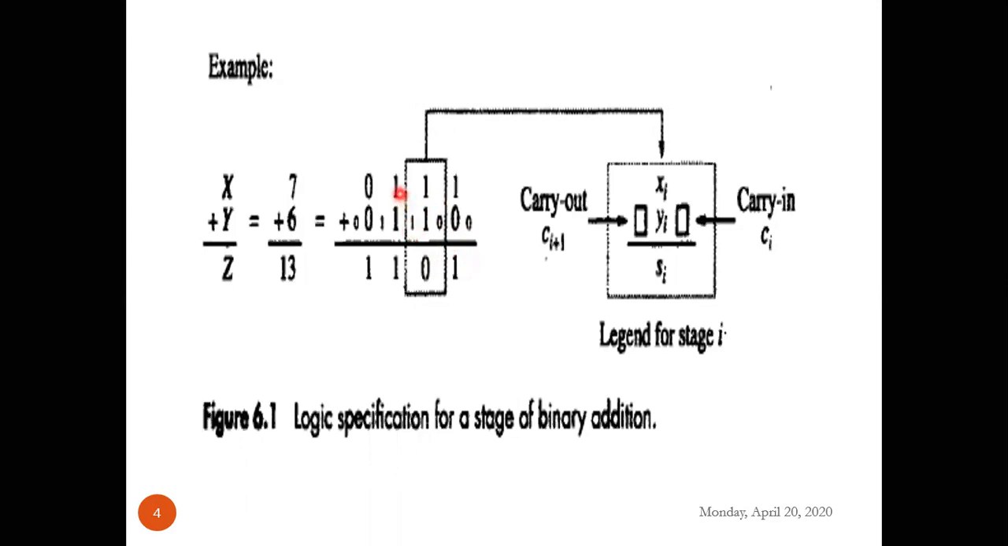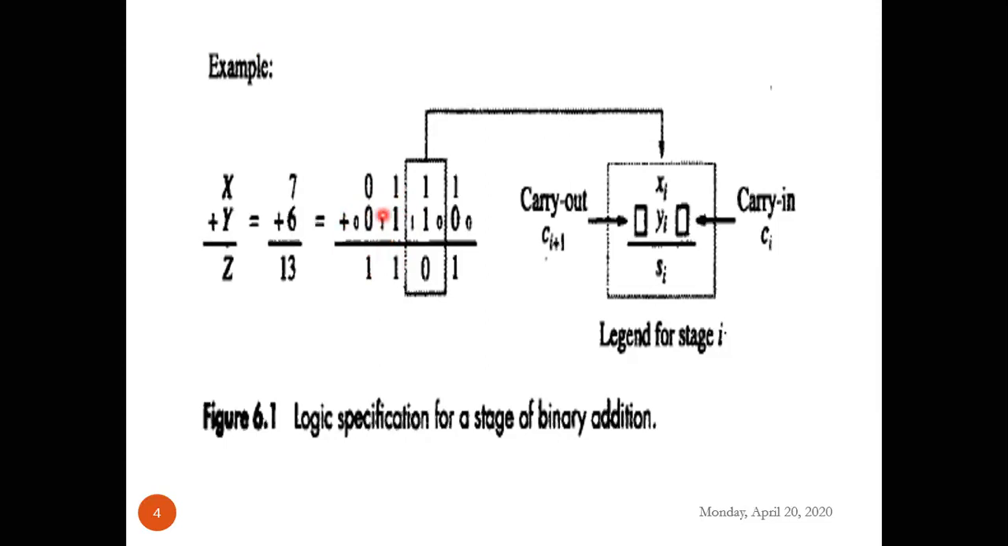Again, in this stage, you can see the inputs x and y are both 1. The carry input is also 1. So 1 plus 1 plus 1, sum is 1, carry is 1. And in the last stage, x input is 0, y input is 0, but the carry in is 1. So the sum is 1 and carry out is 0.